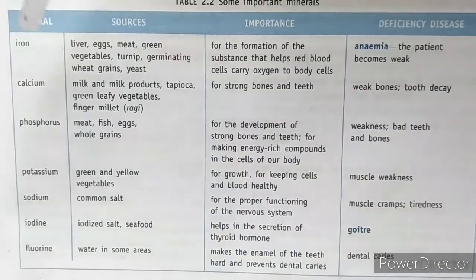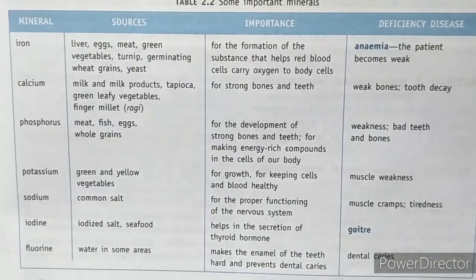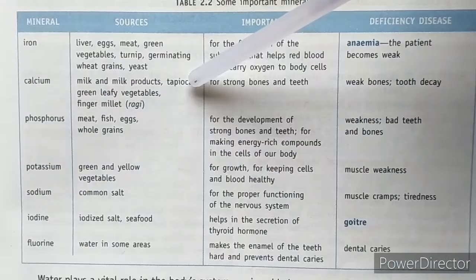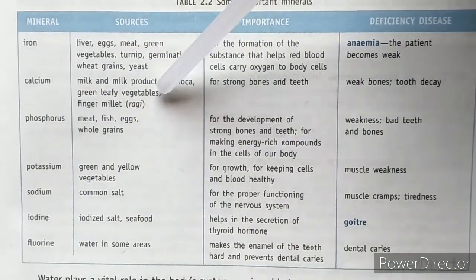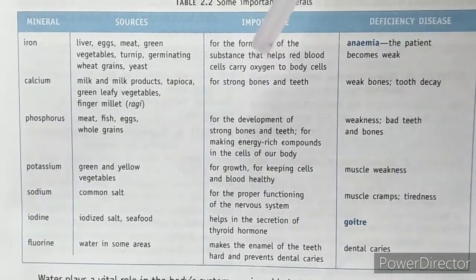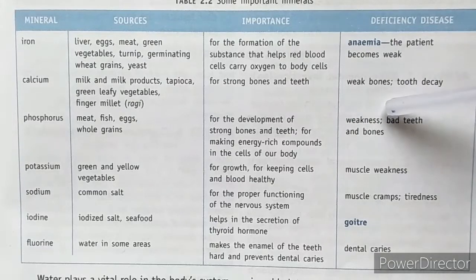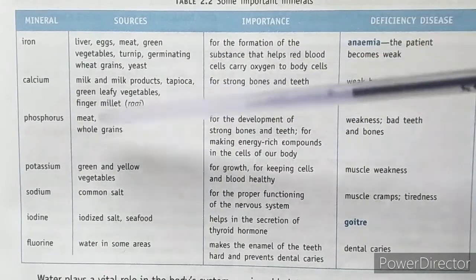The next one here we have is calcium. From where can we get calcium? Like milk and milk products, tapioca, green leafy vegetables. The importance of calcium is to make the bones and teeth strong. The deficiency caused by calcium: if you have weak bones and tooth decay, most probably you have a deficiency of calcium.